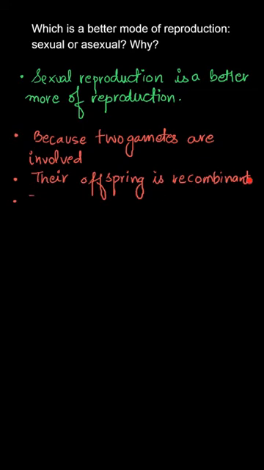Now, as said here, the offspring is a recombinant. Recombinant means it has the characters of both its parents and it has more variants compared to the parents. Now, due to the variants seen in the recombinant, it increases the chances of survival of the offspring. That is, it can survive in harsher environments as compared to their parents.